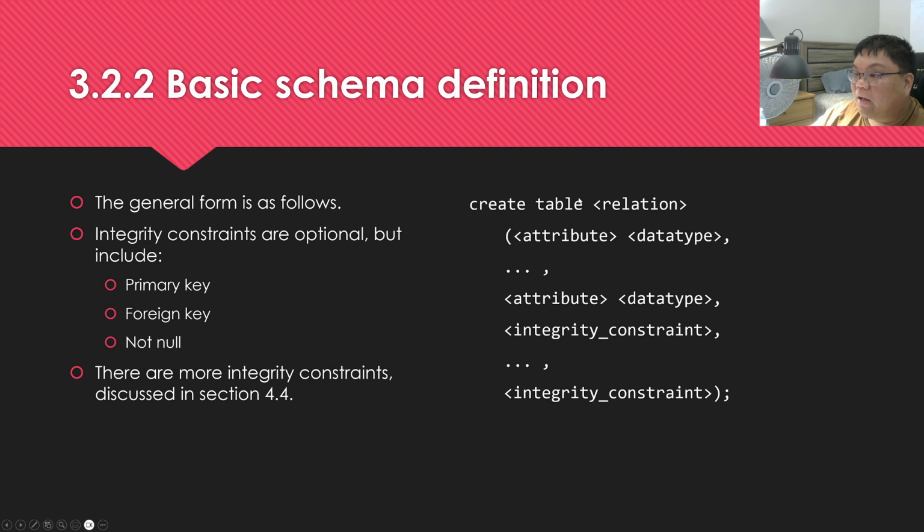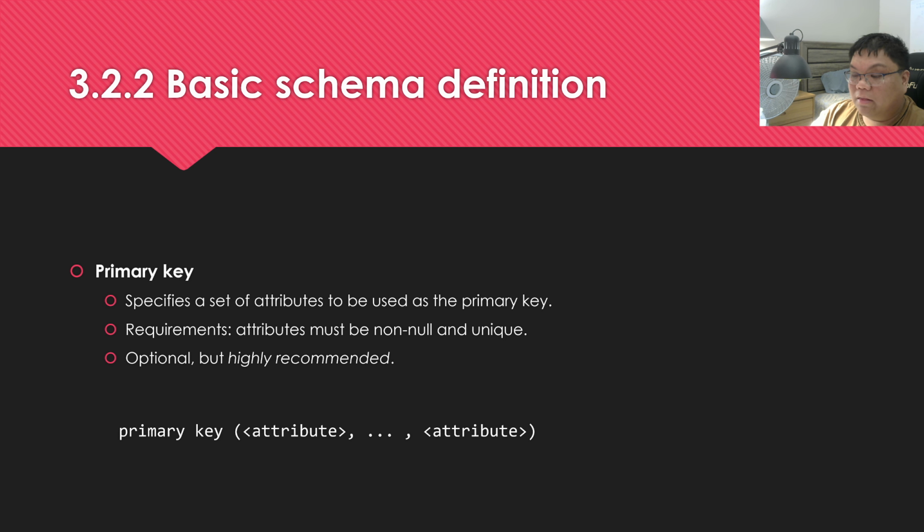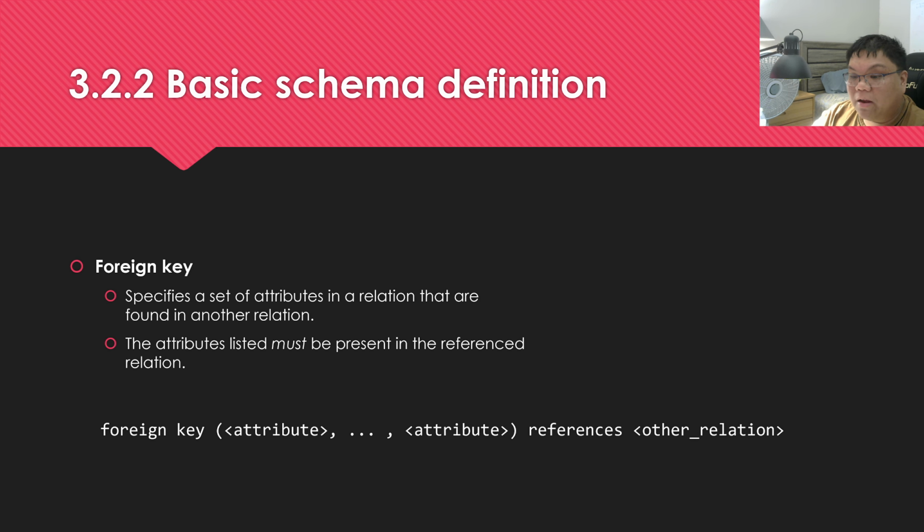Here's a general form of that create table command. We can specify integrity constraints such as the primary key, but we can also specify a foreign key and a not null constraint. The primary key constraint specifies a set of attributes to be used as the primary key. Here are the requirements. Attributes must be non-null and unique. The foreign key specifies a set of attributes in a relation that are found in another relation. The attributes listed must be present in the referenced relation.